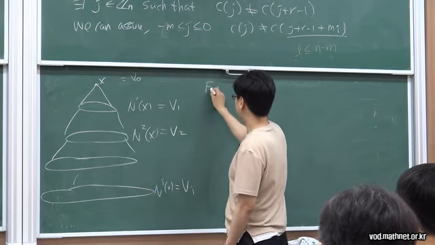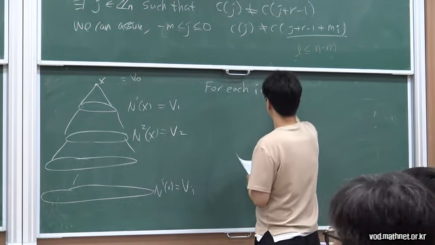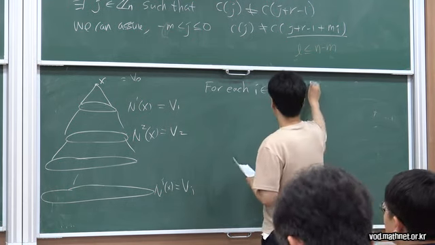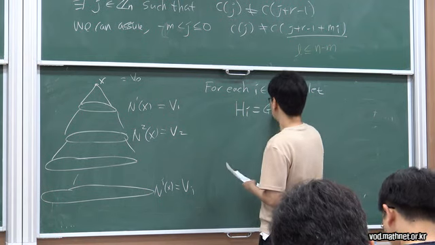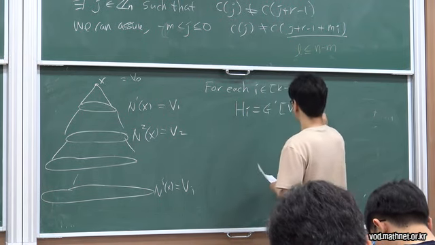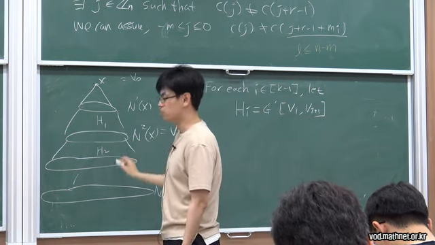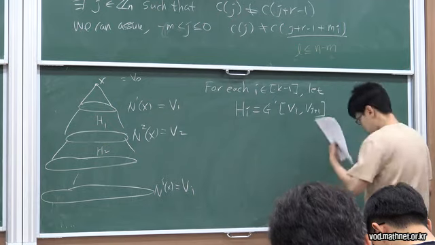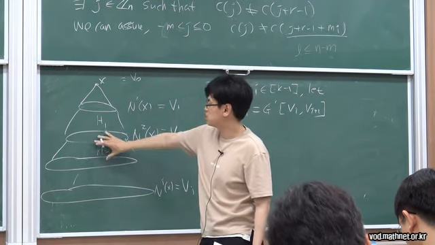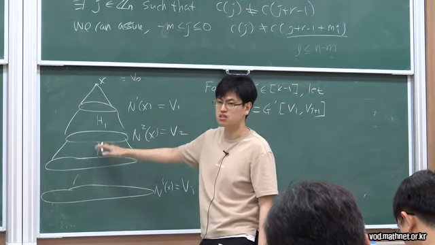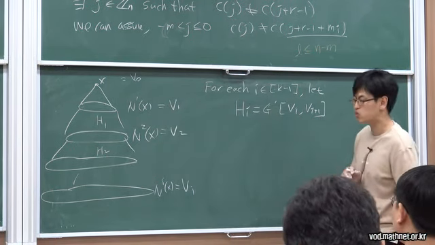And let's say for each i, let H_i be the graph between B sub i and B sub i plus 1. So this is H1, this bipartite graph. This bipartite graph is H2. So again, our goal is to show that it keeps expanding unless we can find the theta graph here to find the cycle of even length 2k, cycle of length 2k.